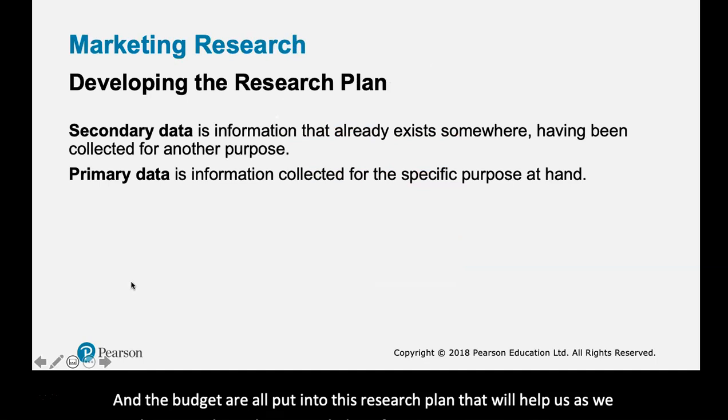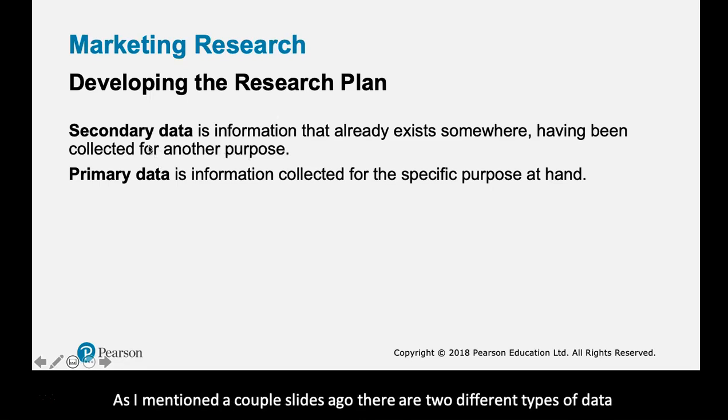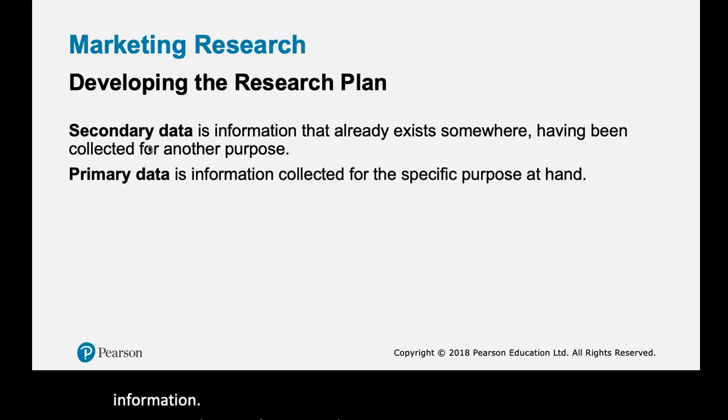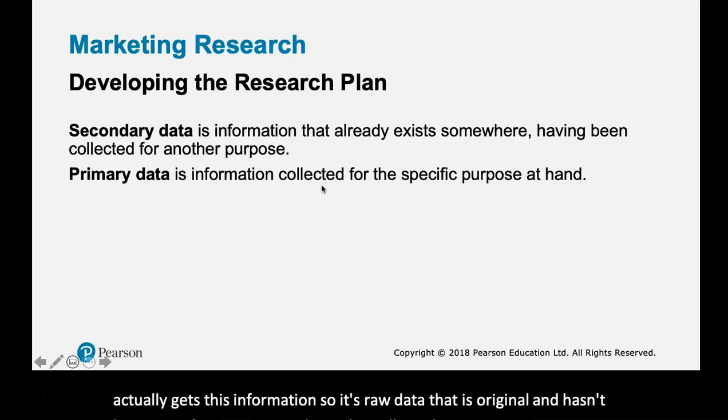As I mentioned a couple slides ago, there are 2 different types of data. One is secondary data, and this is information that's already out there in the marketplace. This is information that we could Google, we could get from the internet, and it's basically free to us if it's the right information. And primary data is information that we actually collect. So the company actually gets this information. It's raw data that is original and hasn't been collected once from someone else. We've collected it ourselves, so we know that it's collected for a specific purpose.